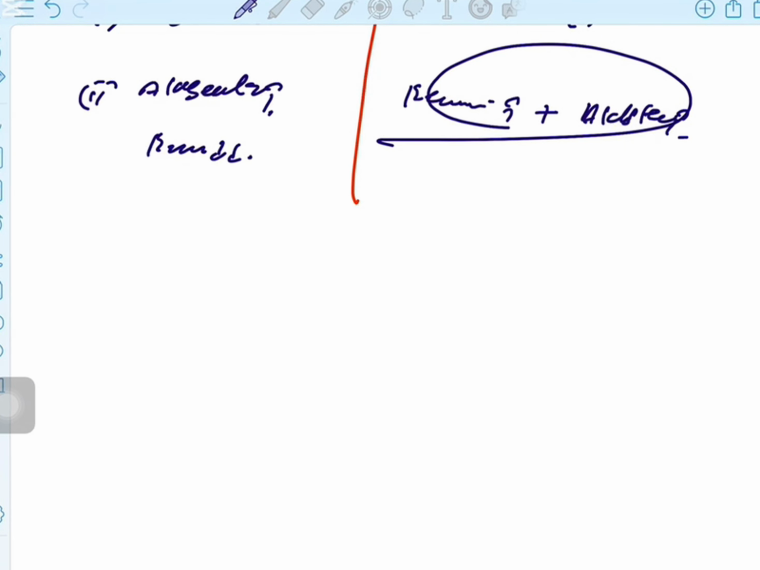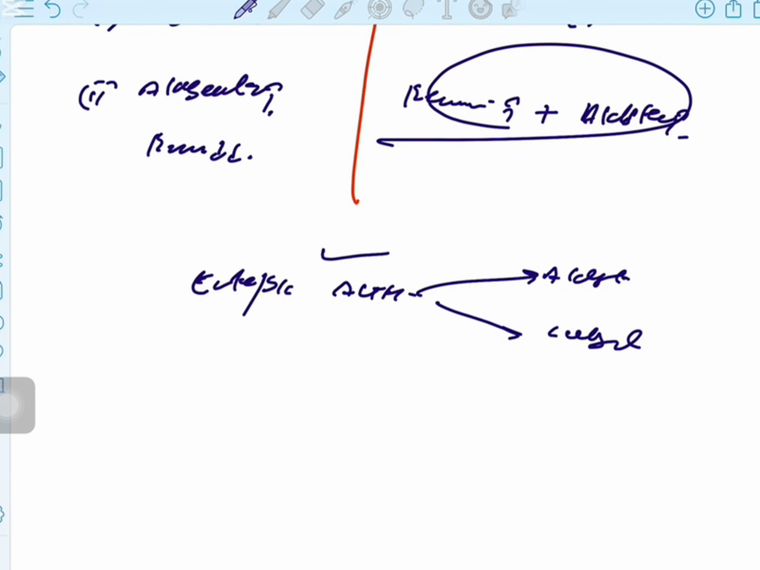Okay, guys, there are also some other causes which can lead to a high level of aldosterone. Ectopic ACTH: when there is a high level of ACTH, guys, this high level of ACTH will not only produce cortisol, it will also produce aldosterone. So this is very important, you guys have to remember these things in your mind.